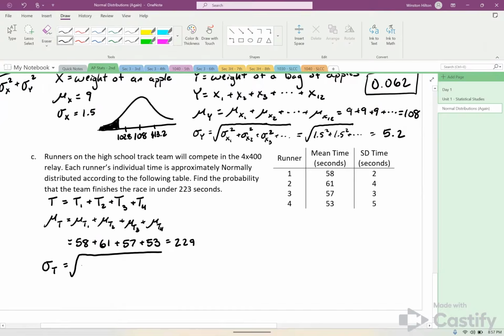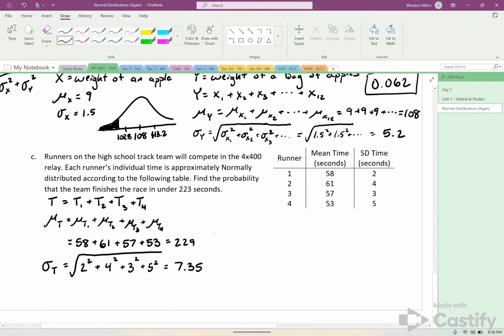Runner 1 has a variance of 2 squared. Runner 2 has a variance of 4 squared. Runner 3 has a variance of 3 squared. And runner 5 has a variance of 5 squared. Type all that into a calculator and you get 7.35.